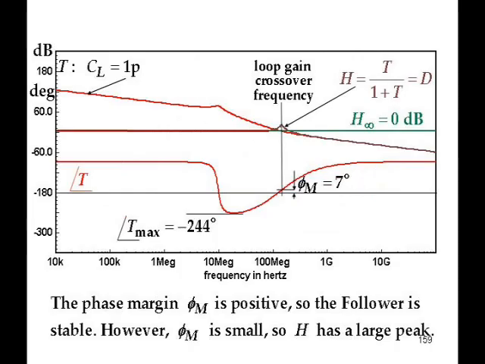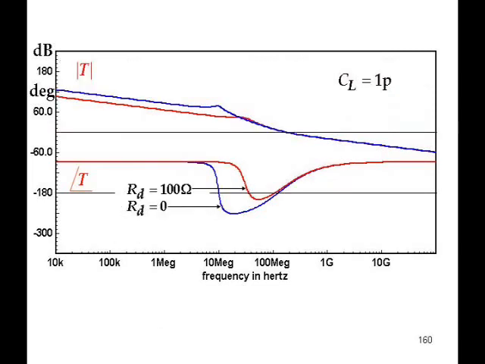Here's the same picture we had before, for the 1 pF load capacitor. But now start adding some damping resistance. This is 100 ohms in series with ZX. The maximum phase lag is now considerably less than it was before, but it still goes beyond 180. So make the damping resistance bigger.